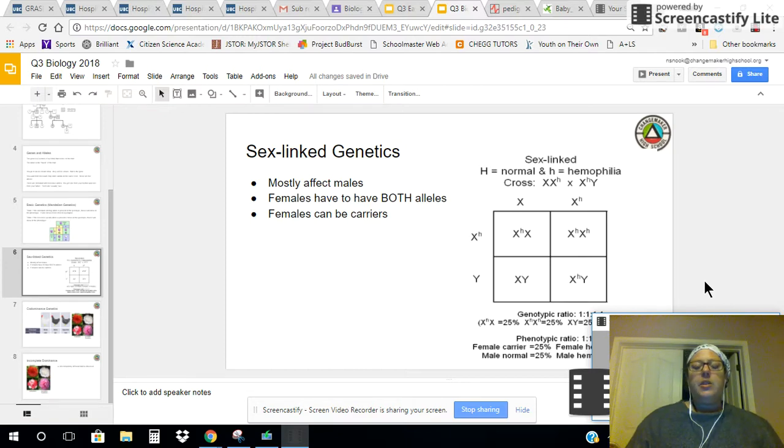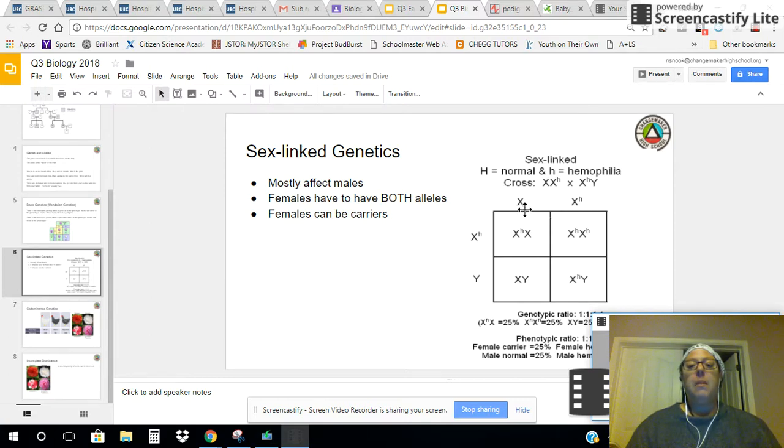Okay, for the sex-linked genetics, you need to understand that you are looking at the male versus the female. And so we use the alleles that represent the male and female, which are XX for female and XY for male. So if you notice here on this Punnett square, the female, the mother is at the top. She is an XX, and the male is at the left side. He is the XY. And this little letter is the hemophilia trait.